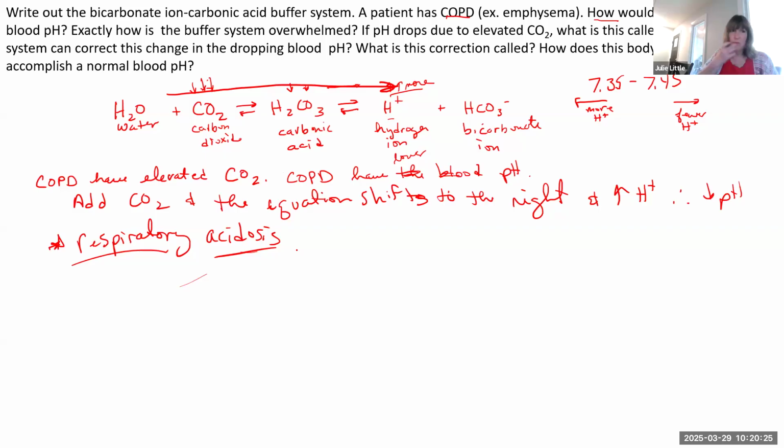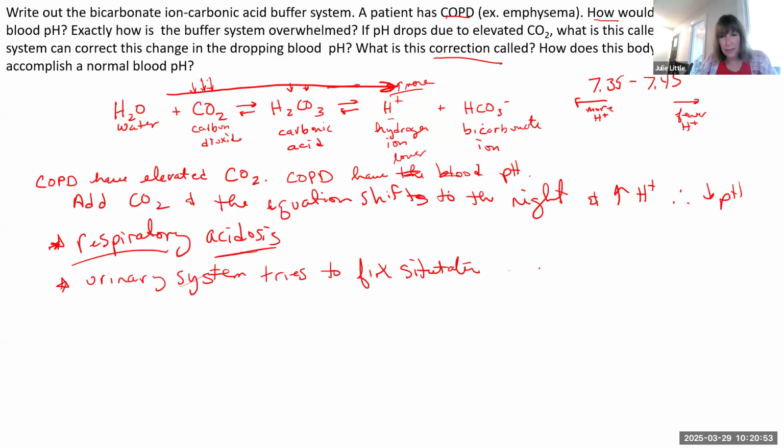So now in this case, which body system can correct this change in dropping pH? Well, if the respiratory system is messed up, the urinary system is the one that's going to have to come to the aid. The urinary system tries to fix the situation. And then I ask, what is this called? It's not just fixing the situation, it has a name. What is this correction called? Well, it has to do with the renal system, the urinary system. So this is called renal compensation.